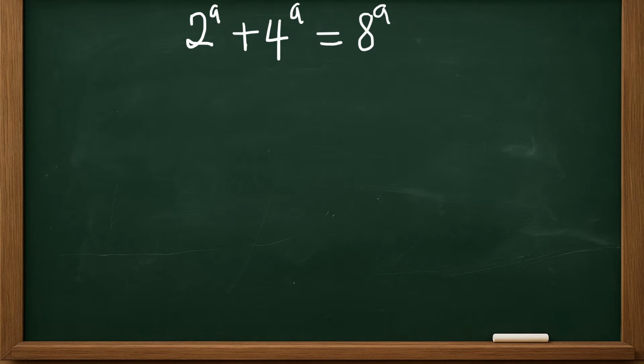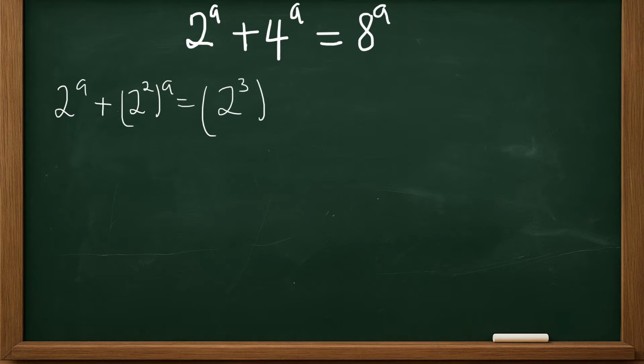In this video, we want to solve for a. Here we're going to have 2 to the power of a plus 4 can be written as 2 to the power of 2. Here we have 2 to the power of a equals 8, which can be written as 2 to the power of 3. And here we have the a.